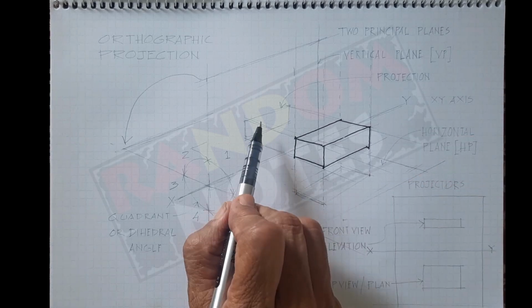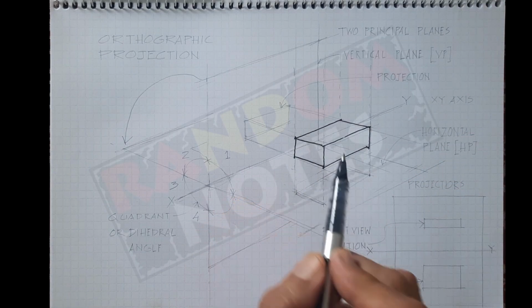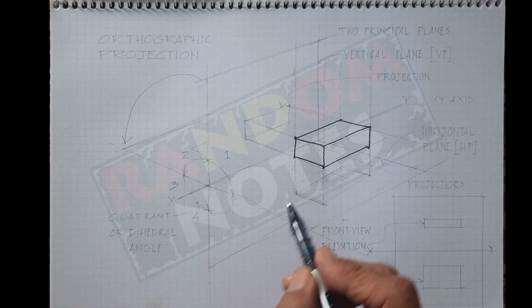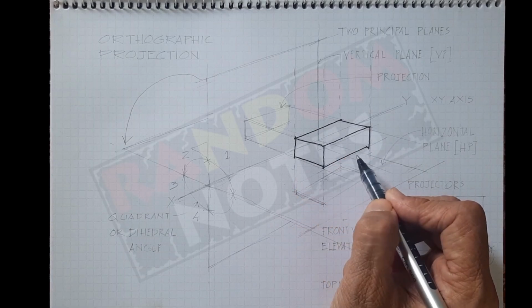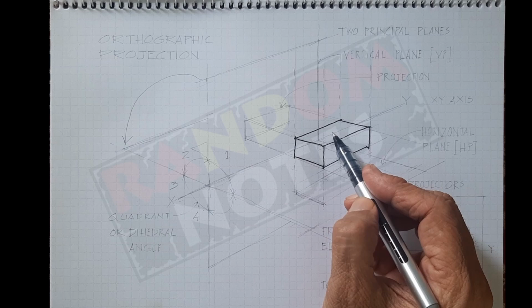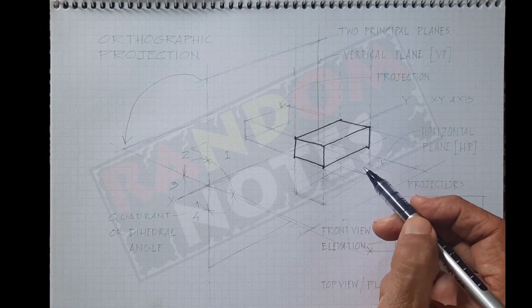We can also have a back side elevation, and we can have a plan from the bottom. Generally, we would have elevations of all four sides, and plan is only from the top. So there is no bottom view.